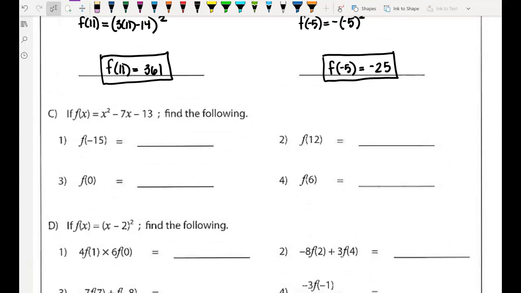All right, part C. You have one equation and 3 different substitutions. I'm going to pause for a moment while you complete all 4 problems in part C.